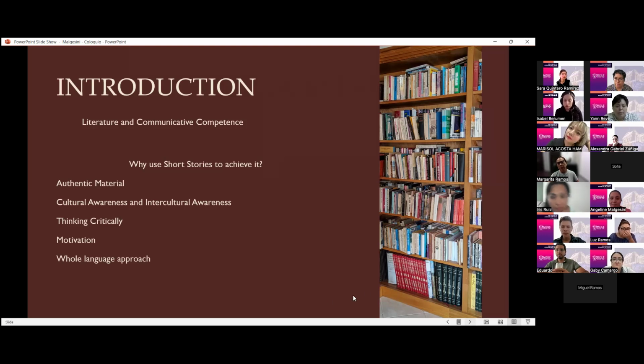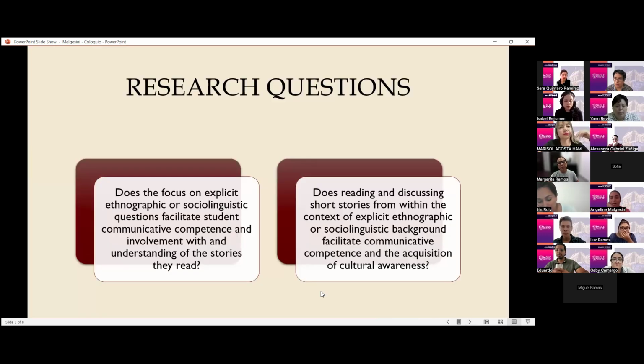My research questions are: does the focus on explicit ethnographic or sociolinguistic questions facilitate students' communicative competence and involvement with an understanding of the stories they read? And does reading and discussing short stories from within the context of explicit ethnographic or sociolinguistic background facilitate communicative competence and acquisition of cultural awareness?